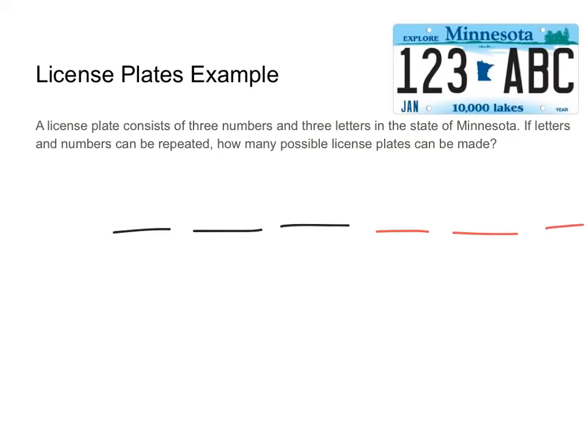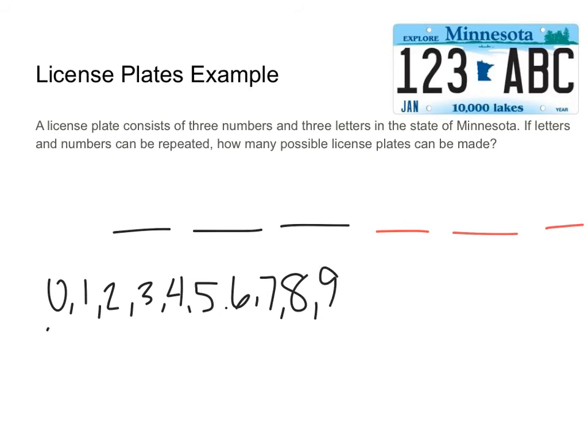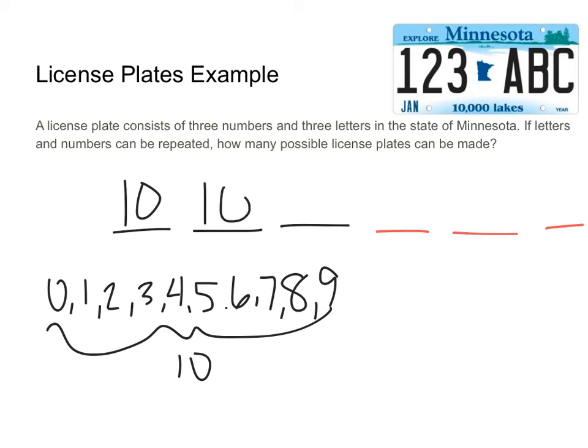Well, we got to think about how many different options you have for numbers, or digits in this case. And so our options would be 0, 1, 2, 3, 4, and so on. So that's a total of 10. So there's 10 options that can go here. It could be a 2, it could be a 4, it could be 5, but there's 10 things that can go there. And since things can be repeated, we can have 10 digits on every single one of them.